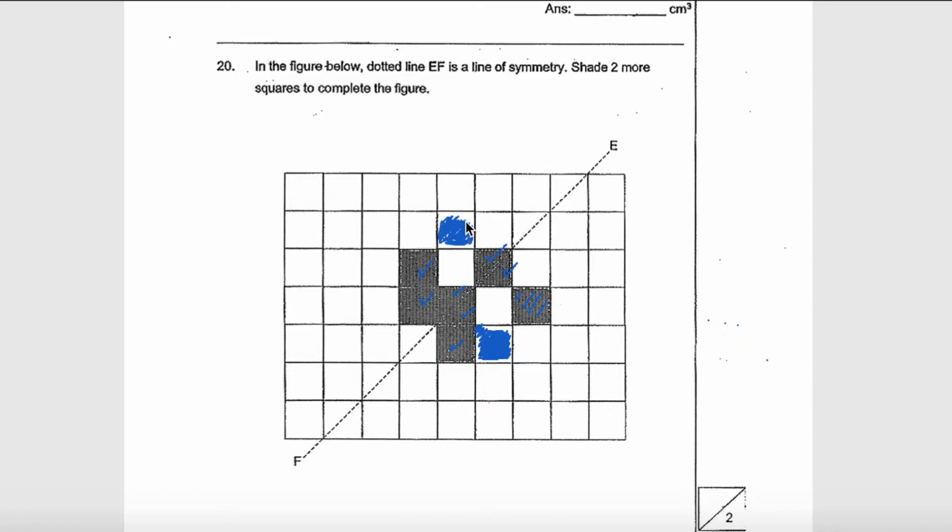Okay, so I'm gonna move on. Question 21. There's a table and we have to answer question 21 and 22, so it's related. Let's start. Durian, it's M plus $14 per kg. So M can be any number, okay?